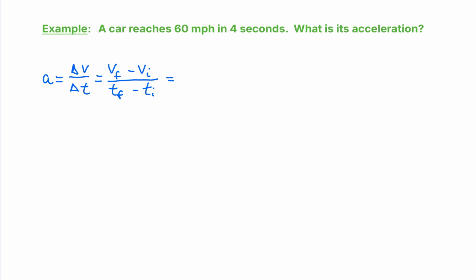So the final velocity is 60 miles per hour, and the initial, we started from 0, so we would say 0 miles per hour, and this took place in 4 seconds. So the final time was 4 seconds, and at the very beginning, before we started, it was at 0 seconds.